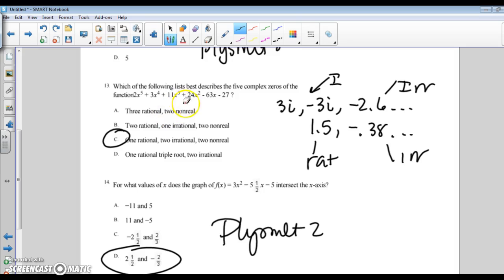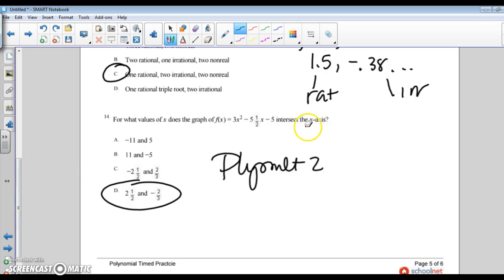Number 13. Which of the following lists best describes the numbers? Well, you put that in PolySmalt. You get this: 3i, -3i, -2.6, a bunch of numbers but no i. 1.5 and -3.8 with no i. These are imaginary. These are irrational. And this is pretty, so it's rational. Meaning 1 rational, 2 irrational, and 2 imaginary, non-real.